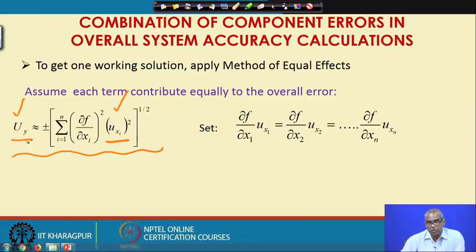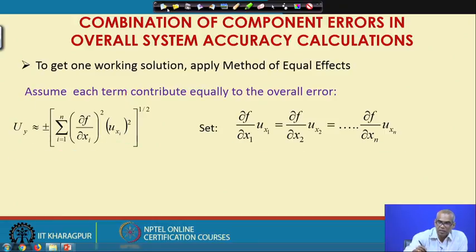So, to get a working solution, we will make use of an approximation known as method of equal effects. Here we assume that each of these u x i contributes equally to the overall error u y. That means, del f del x 1 u x 1 is equal to del f del x 2 u x 2 up to del f del x n u x n. All these terms we consider equal. The moment we do that, it is now possible to get a working solution.